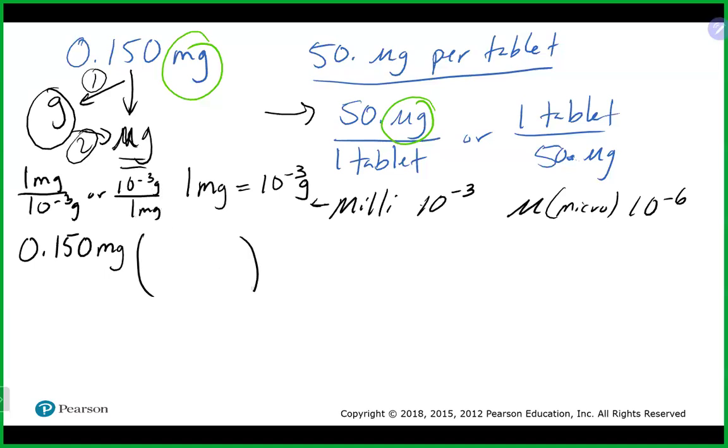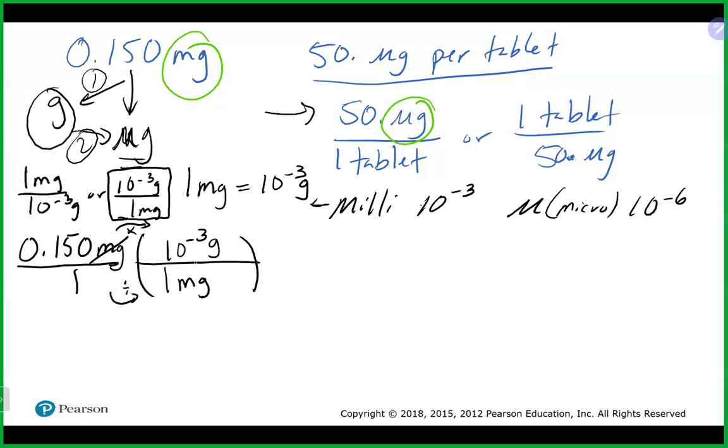So starting my conversion here, if I put it over 1, that should make my decision pretty easy. Opposite location to cancel. So milligrams are on top, I need milligrams on the bottom. 1 milligram is 10 to the minus 3 grams. Again, I'm always multiplying the top, dividing the bottom. If I stop right at this moment, what units am I in? Grams. The milligrams will cancel. I am in grams.